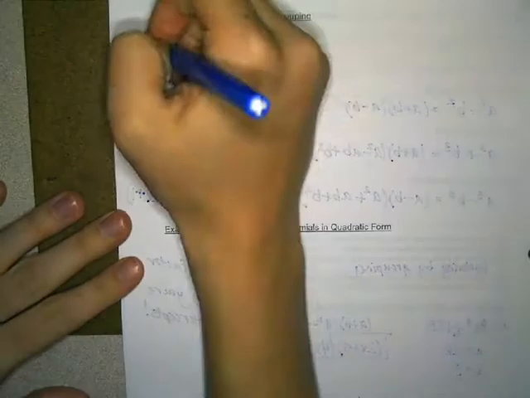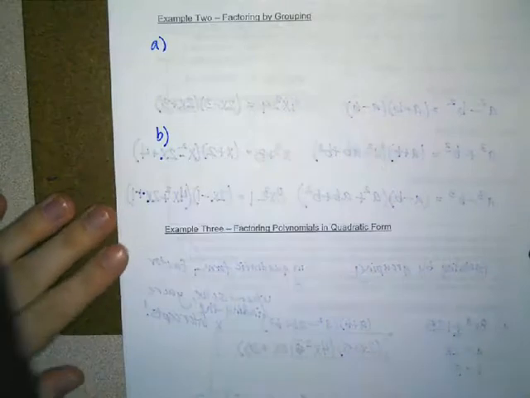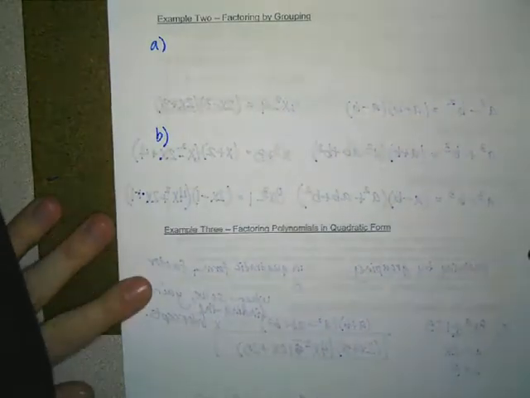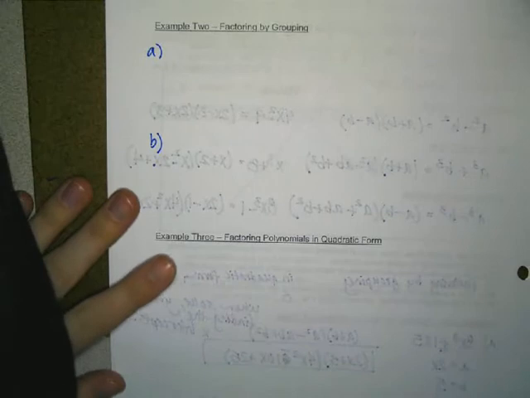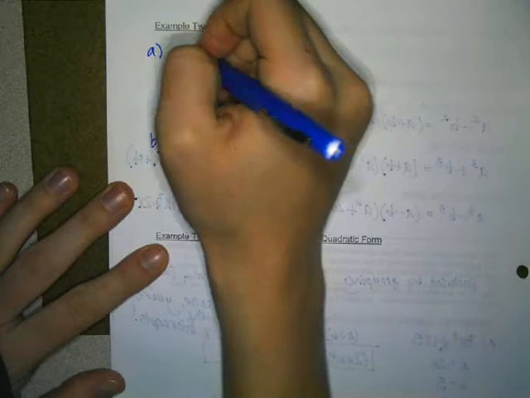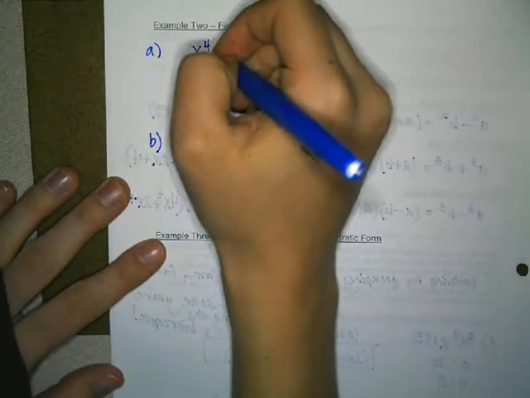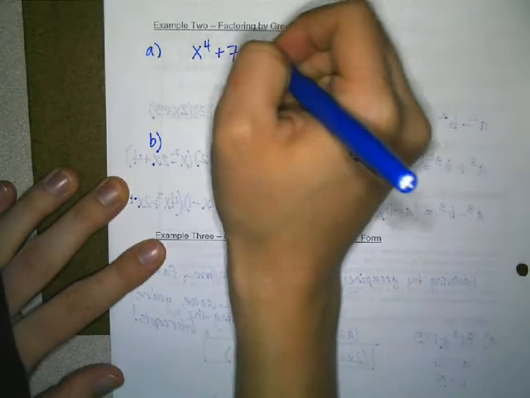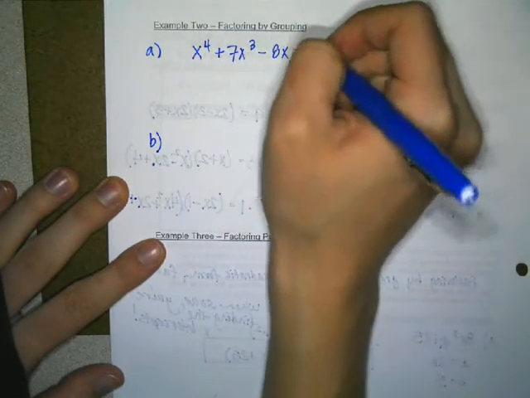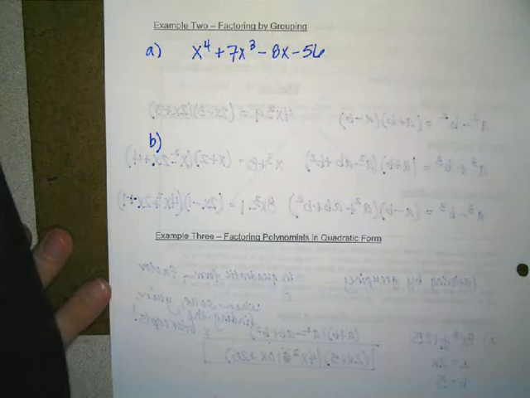But I do want to flip and just do example 2 with you really quickly. We'll do maybe just one together, and then we'll pick up with B for our next homework video. Alright, for this one, we're going to look at a quartic: x to the 4th plus 7x cubed minus 8x minus 56. And all we're doing at this point is we're going to factor.